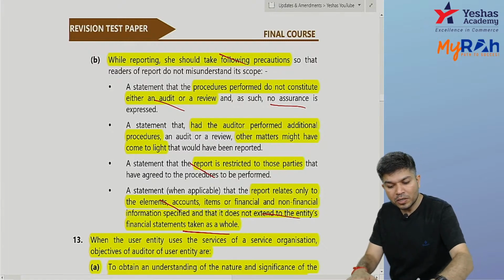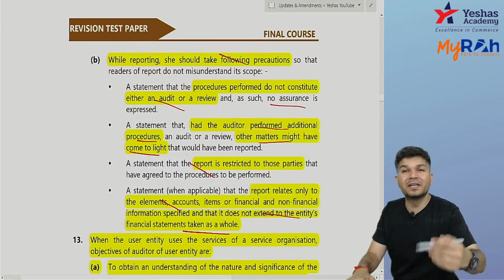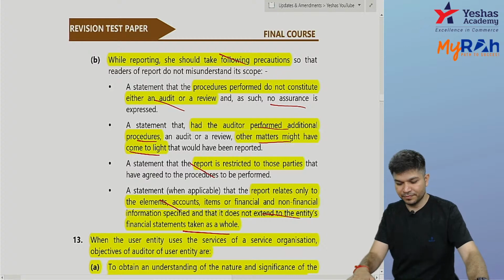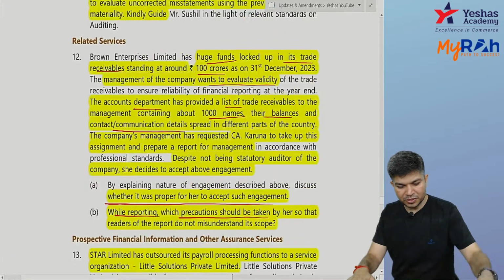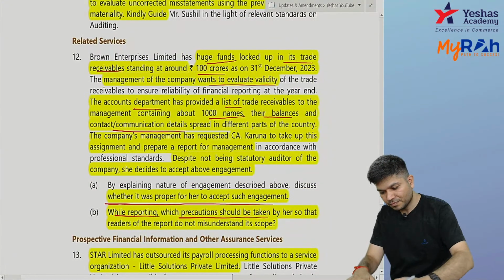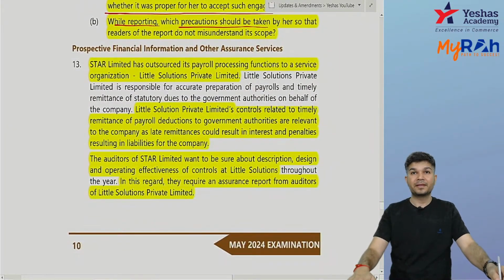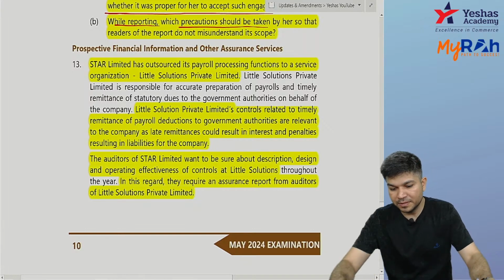Had the auditor performed some extra procedures, an audit or a review, you might have got some other information, but this is just an agreed upon procedure. Okay, next question 13. Next is question number 13.